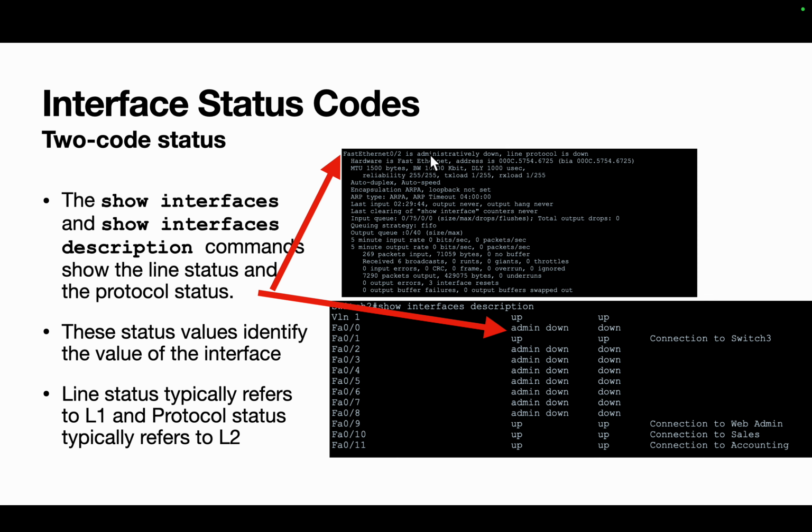Fast Ethernet 002 is administratively down. The line protocol status here, line protocol is down. Here we got the line status: up, admin down, up, admin down, admin down, admin down, admin down. Protocol status: up, down, down, down, down. So line status and the protocol status. That's great. Okay, we're getting them. This is called two code status, right? Now, that's all well and good.